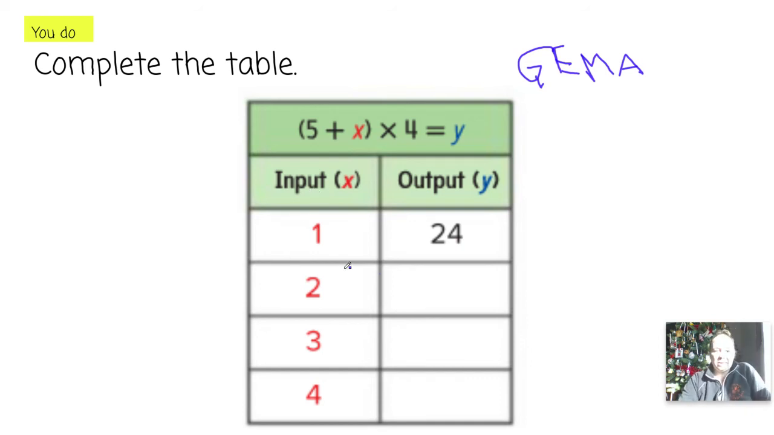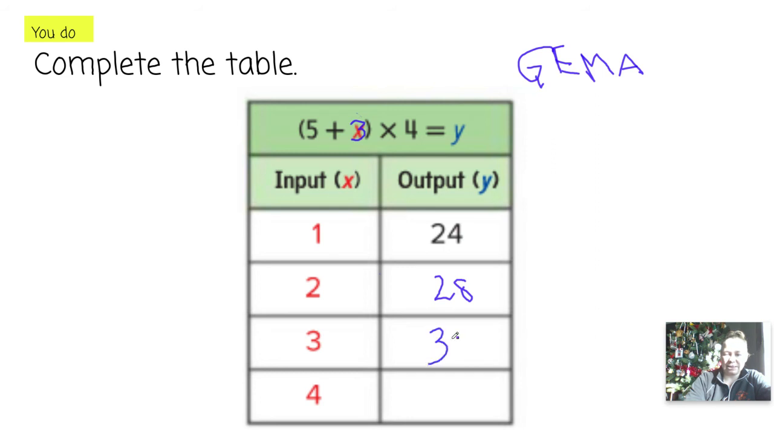So, my input is 2, so I'm going to put the 2 in for the x. So, here's the 2. So I do what's inside the parentheses first, remember? 5 plus 2 is 7, times 4 is 28. Did you get 28 for this one? Great. For our input now, we have a 3. So I'm going to put a 3 there. So 5 plus 3 is 8 times 4 is 32.